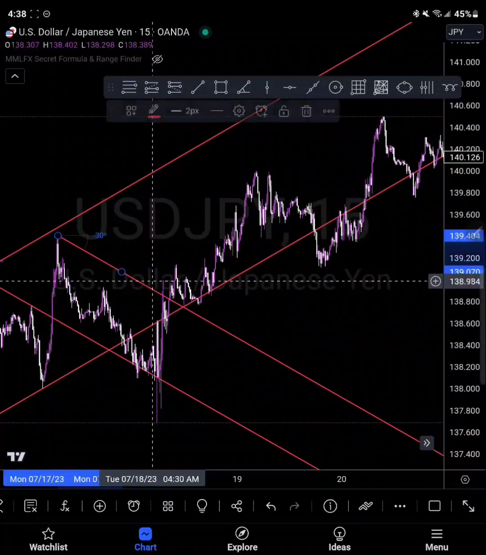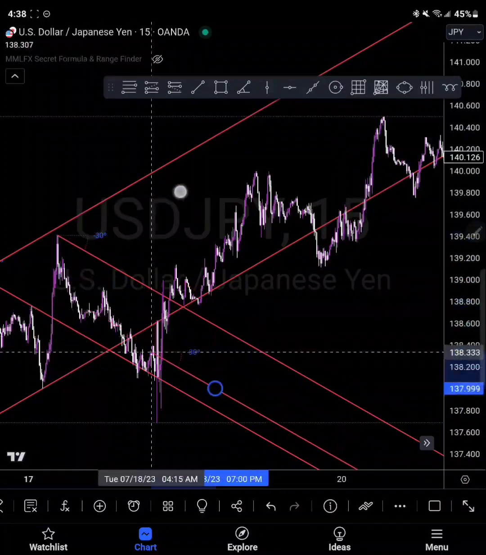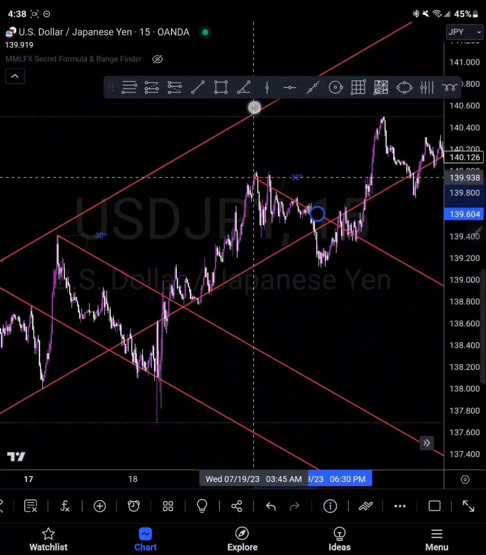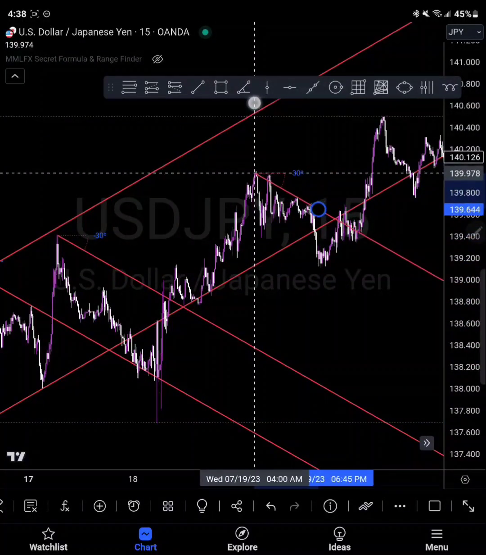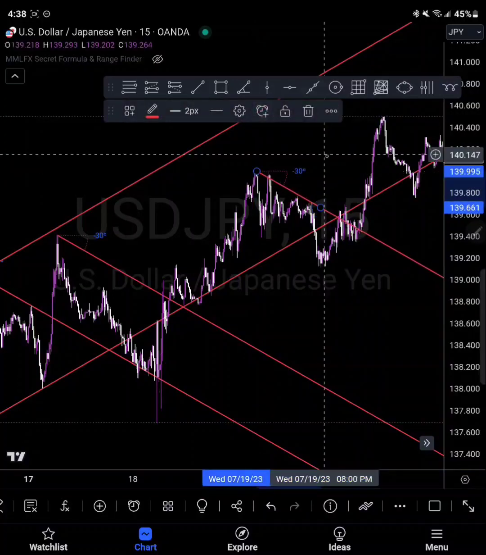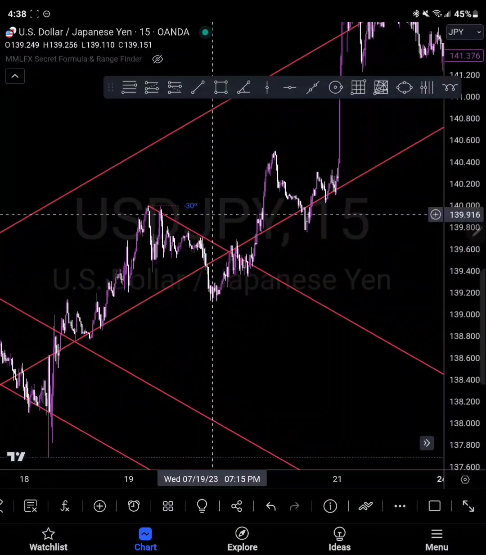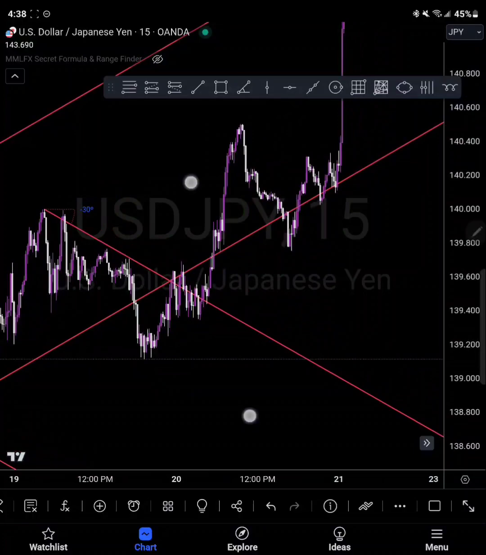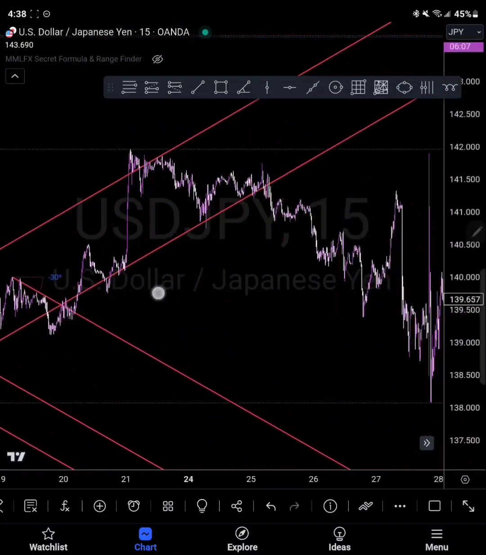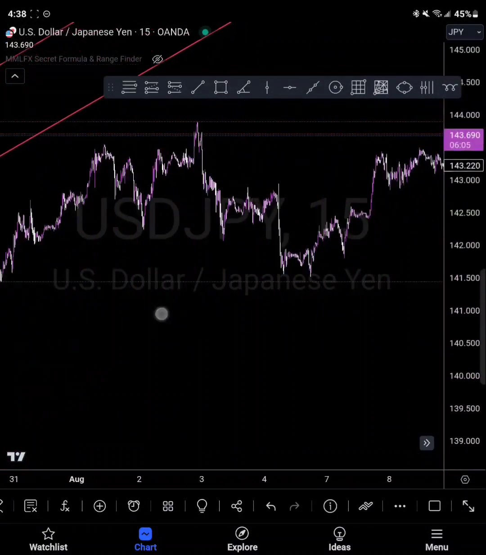Okay, you keep drawing them off, highs and lows, and then you play the breaks or the bounces, whatever kind of trader you are. If you're somebody who plays the breaks, play the breaks. If you play the bounces, play the bounces. Okay, it's pretty simple, guys. Pretty simple.